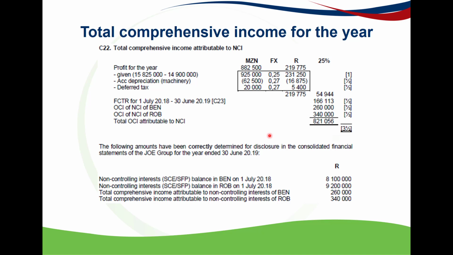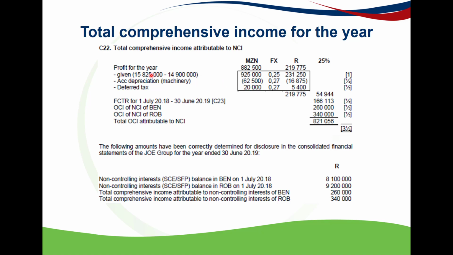Then the total comprehensive income attributable to NCI. We were provided information for Ben and Rob in the scenario. And then, so it's only for our foreign operation that we have to calculate. Again, the current year's profit, it was the movement between the closing balance retained earnings and the opening balance, which gives us our profit. And then we've adjusted it with the depreciation on the machinery and the related tax consequence.